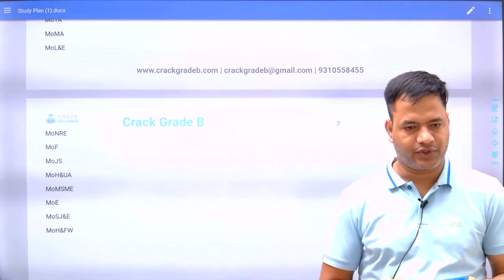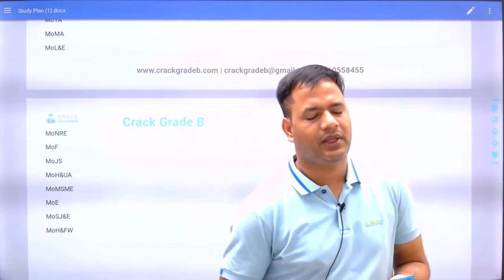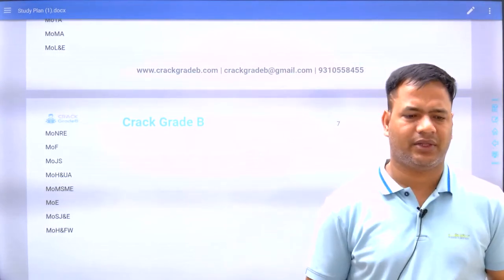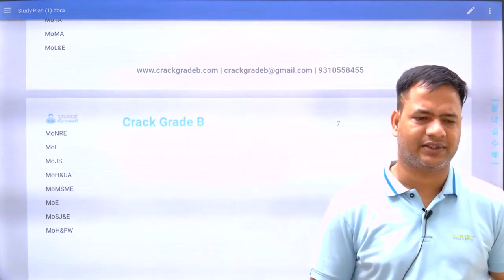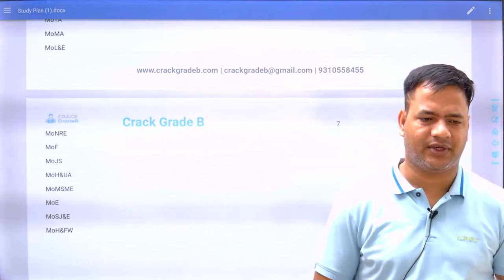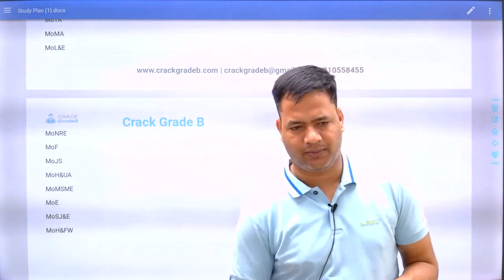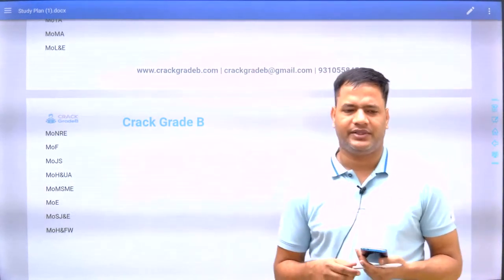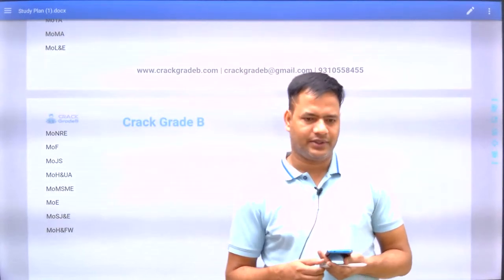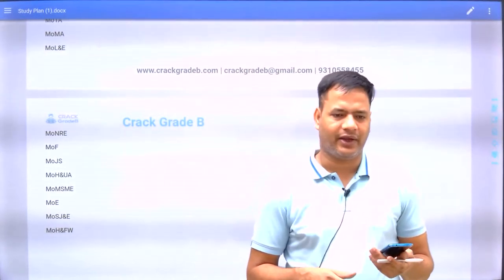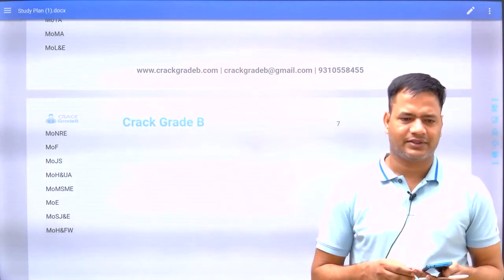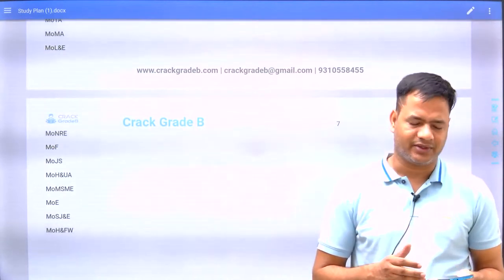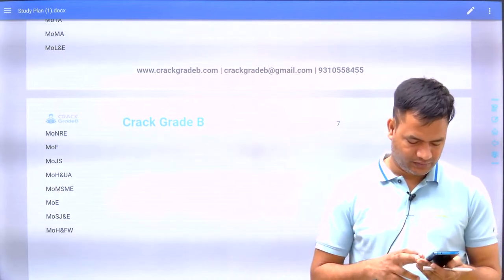In phase two, the question will be a statement, meaning they will give a paragraph, but that is not much relevant to the question. They will ask the question directly, so you can easily guess which scheme they have referred to in that paragraph, and you can easily answer if you know the scheme facts and figures. And in descriptive, they will ask direct questions. Last time they asked direct questions.